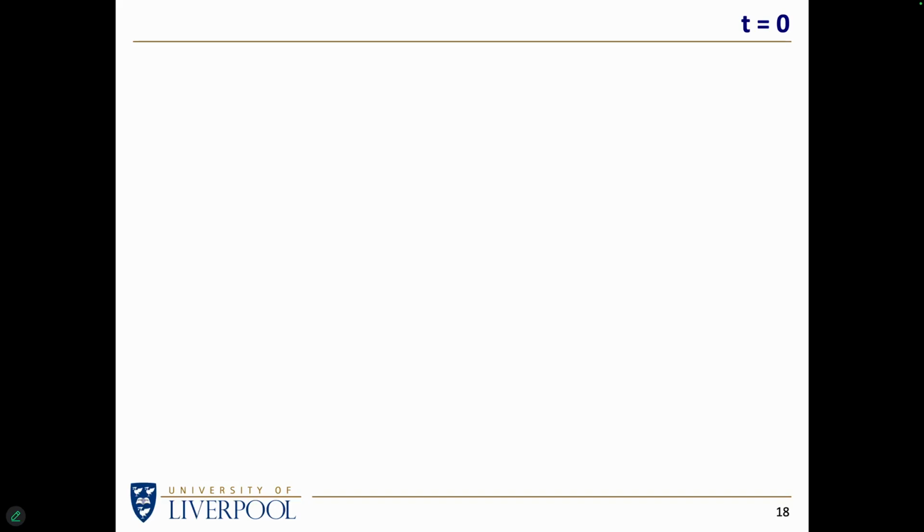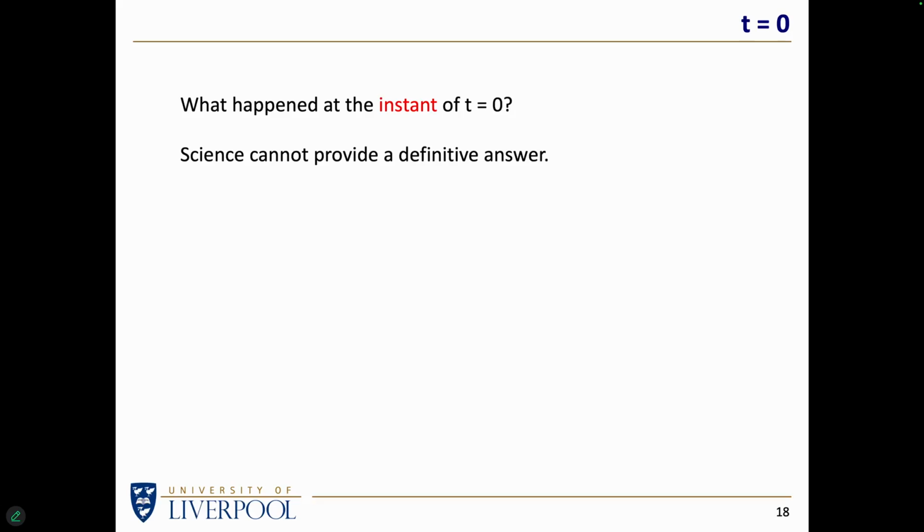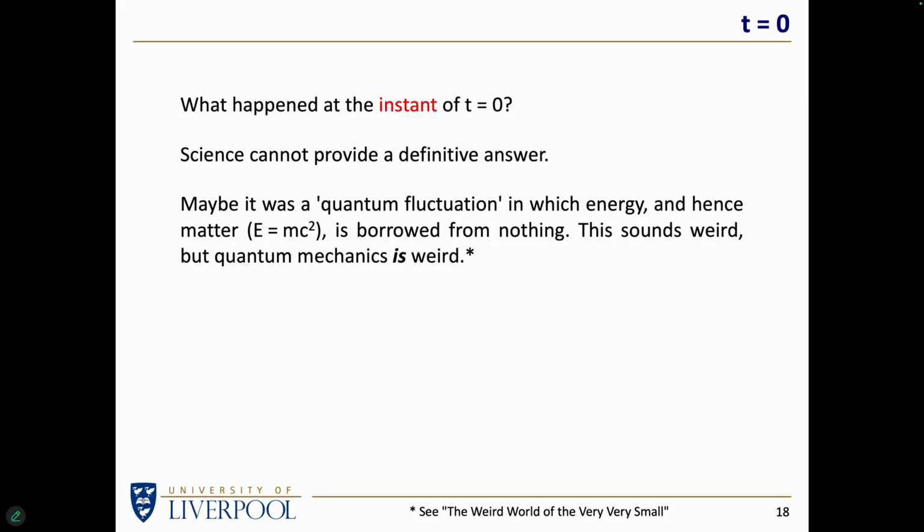We start at time t equals 0 and ask what happened at the instant of the creation of the universe. And we have to admit that science cannot provide a definitive answer. We only really know what's happening from 1 picosecond after t equals 0. So at this instant, we don't know what happened. There is speculation, there are hypotheses, but we can't test our ideas because we can't reproduce the energies involved in any earthbound experiment. Perhaps it was a quantum fluctuation in which energy is borrowed from nothing.